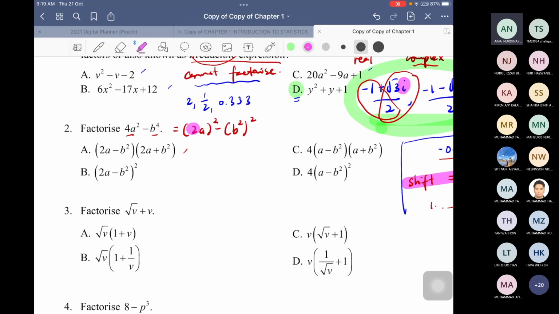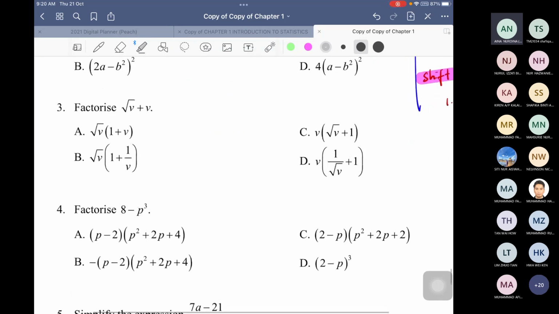So what is going to be the a? A dia adalah 2a. So b dia adalah bersamaan dengan b square. So bila kita masuk dalam formula, so that is right as your friend said just now. So jawapan dia akan jadi A. So dia akan jadi 2A tolak B square darab 2A tambah B square. So that is going to be the answer. And kalau you rasa macam you tak ada idea nak pakai difference of squares tu, you kembanglah satu-satu, tengoklah yang mana satu adalah dia punya jawapan. The only drawback adalah it's a waste of time.